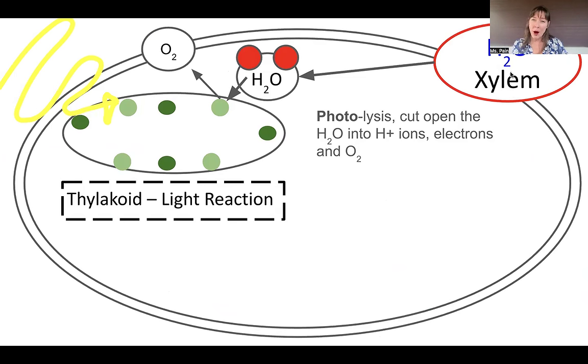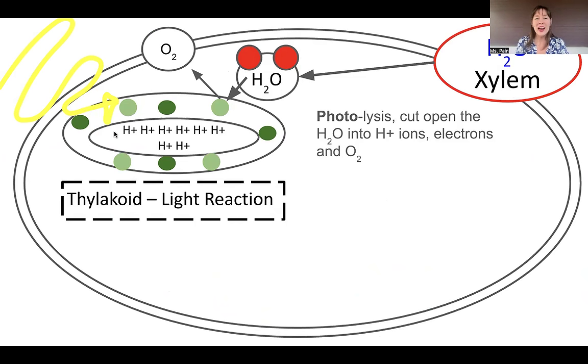So that water that came up from the xylem is going to go into the thylakoid, and it's going to react on that chlorophyll. There's chlorophyll A and chlorophyll B. That light reaction, what's going to happen is literally almost like a vibration. So when the light hits the green of the chlorophyll, it's literally going to break that water apart. The hydrogens are going to go into the middle. So the red symbolic hydrogens are going to go right into the middle. The hydrogen ions are going to go right into the middle.